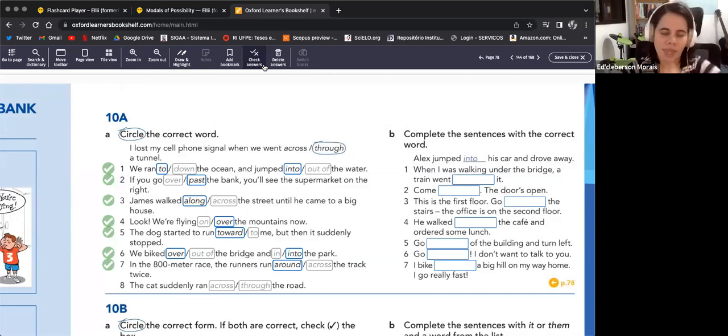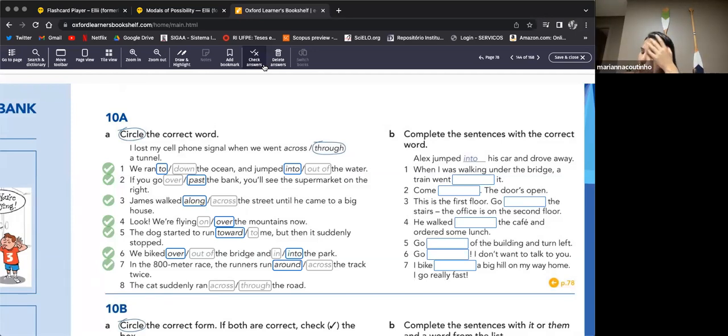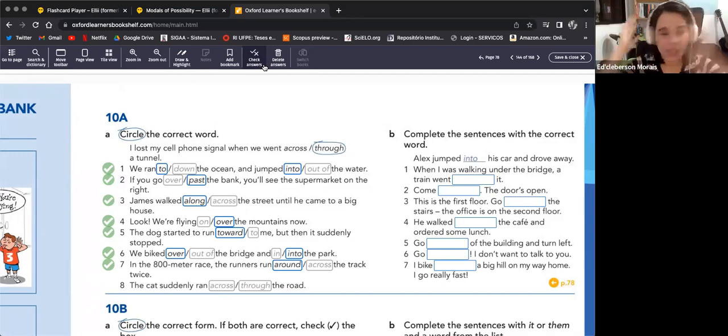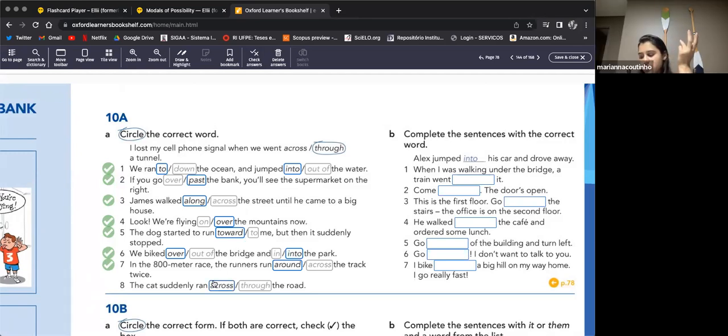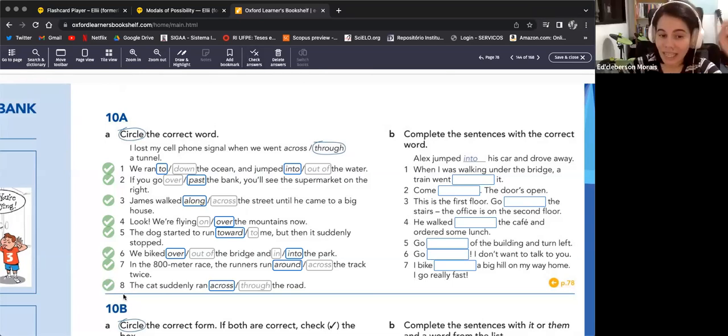Number 8. The cat suddenly ran across through the road. Sorry, what do you think? Ran through or across? Through, it's through a tunnel, okay? Tunnel, here. É meio que para coisas fechadas, ok? Atravessar túnel que é fechado. Across a street, a road is across. Across. Se eu falo em inglês, eu dou a resposta, ok? So, the cat suddenly ran across. Atravessou correndo, né? The road. Ok?